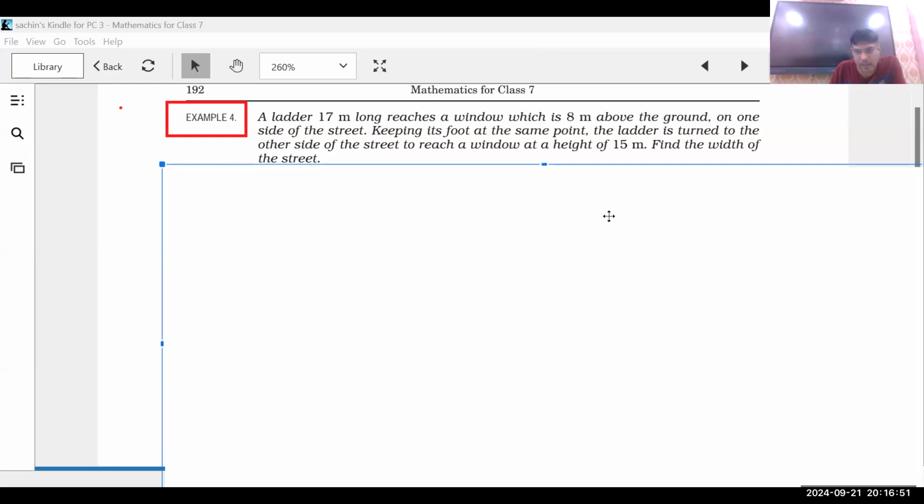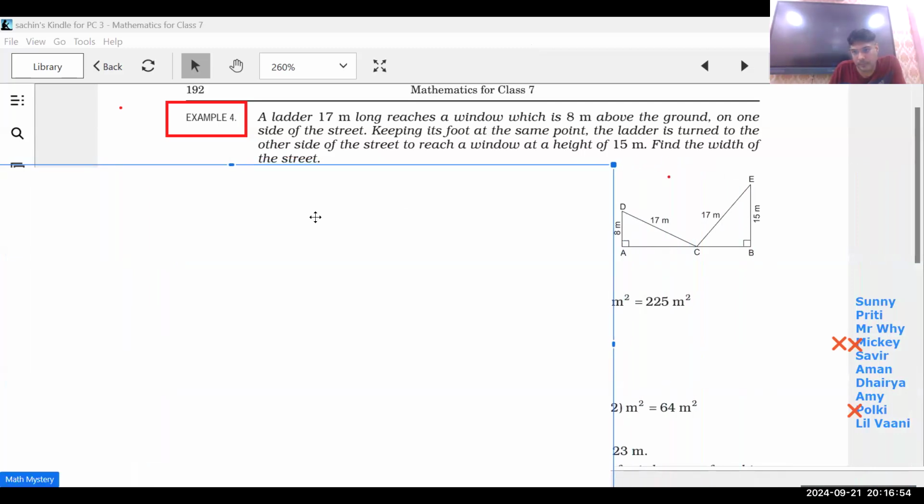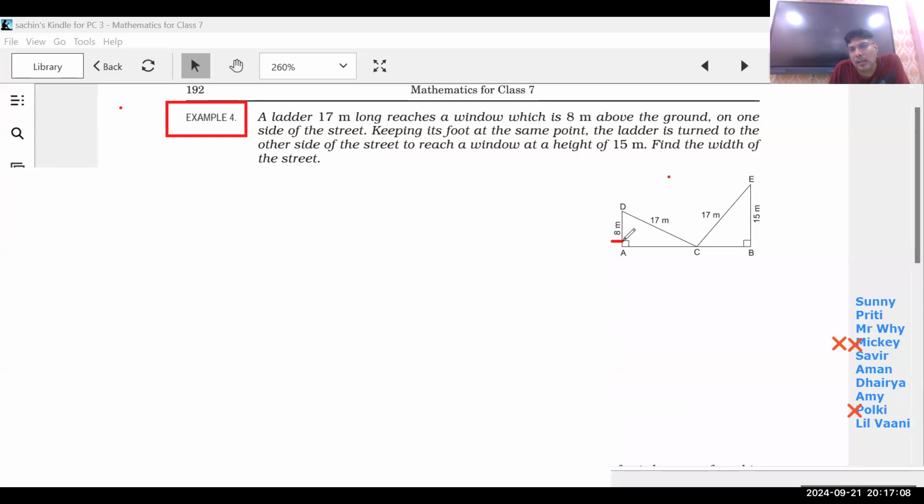I am showing you the diagram, guys. This is the diagram. First we kept the ladder on a wall, so it reached a window 8 meters above ground. Then keeping its foot the same, we turned the ladder to the other side, so we reached a height of 15. You have to find the width of the street, means you have to find this length.